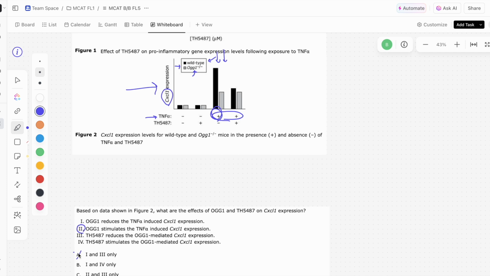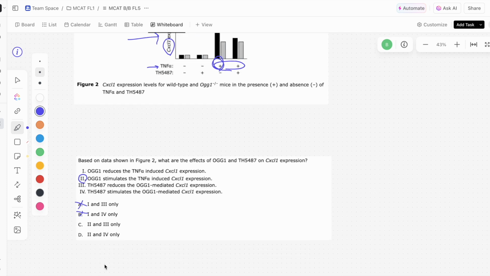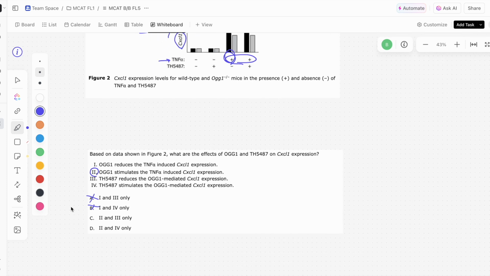And immediately we know that we can eliminate A and B. That's just a little test-taking strategy. Once you know an answer choice is wrong, always take out all of the answer choices that have that specific option listed. So we know it's either C or D, so let's look at statements 3 and 4. 3 says TH5487 reduces the OGG1 mediated CXCL1 expression, and 4 says the opposite, that it stimulates this CXCL1 expression.